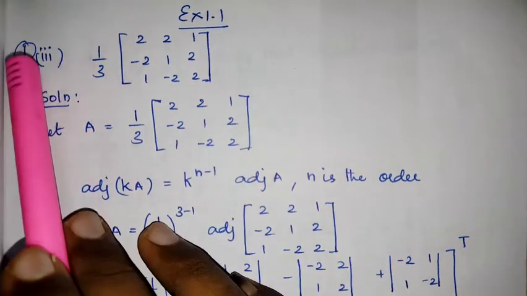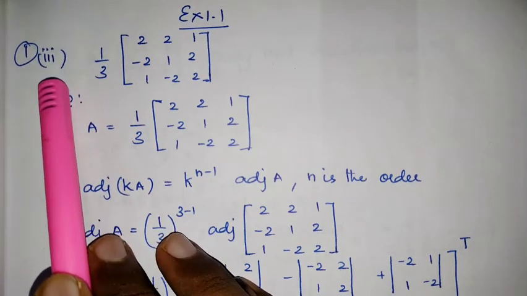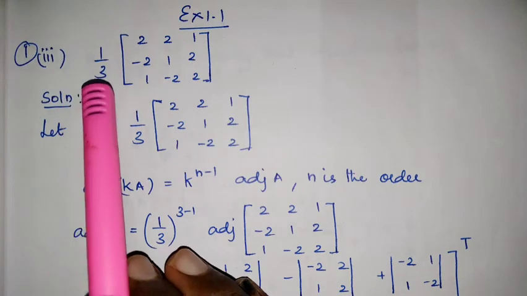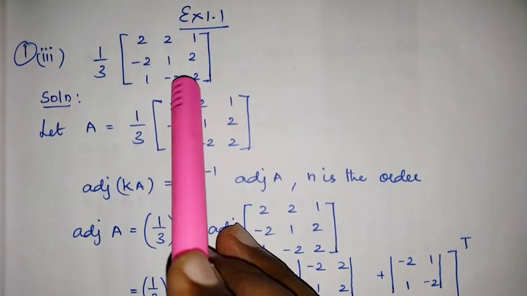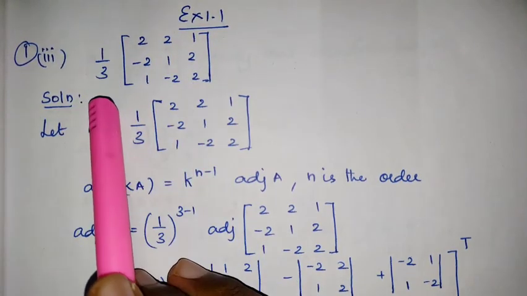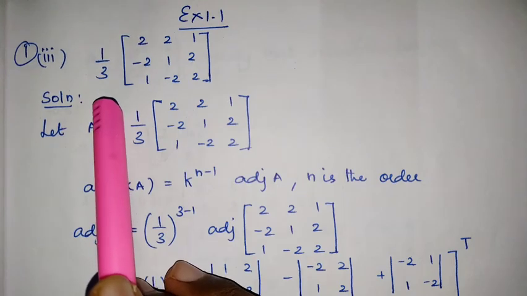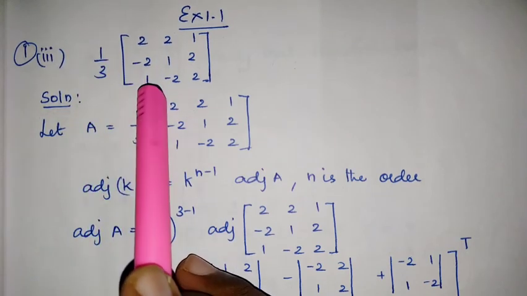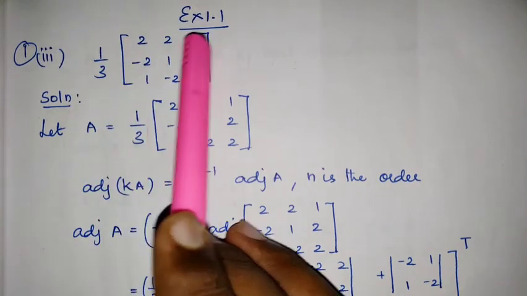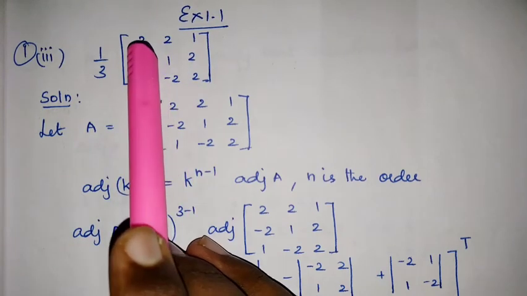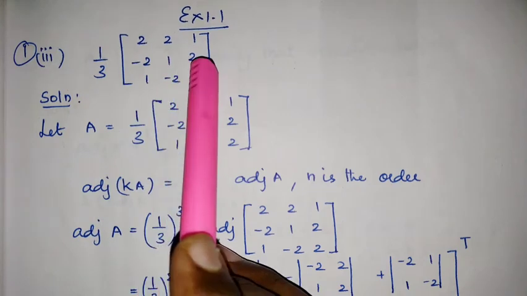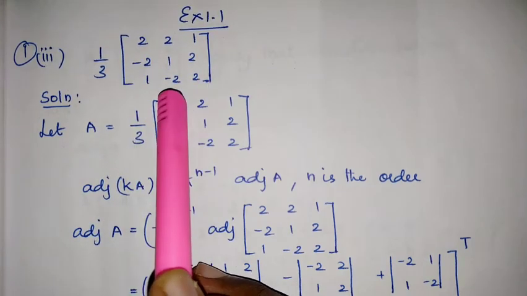Exercise 1.1, sum number 1, subdivision 3. Here also you are asked to find the adjoint. But here you see in front of the matrix there is a common element 1 by 3. So you can do the same procedure. Simply bring this 1 by 3 inside. When you bring a number inside a matrix, you have to multiply with all the elements, isn't it? So this becomes 2 by 3, 2 by 3, 1 by 3, minus 2 by 3, 1 by 3, 2 by 3, 1 by 3, minus 2 by 3 and 2 by 3.